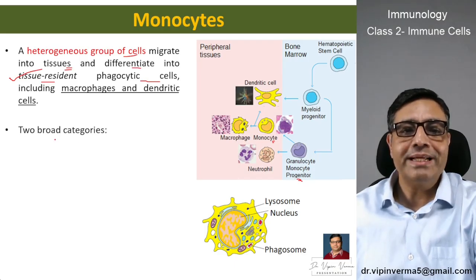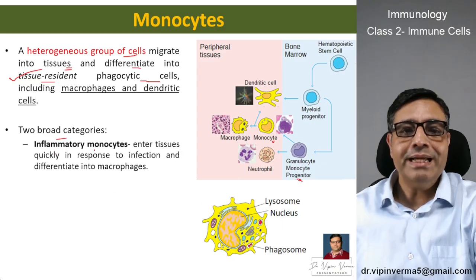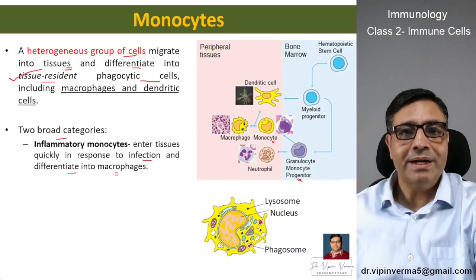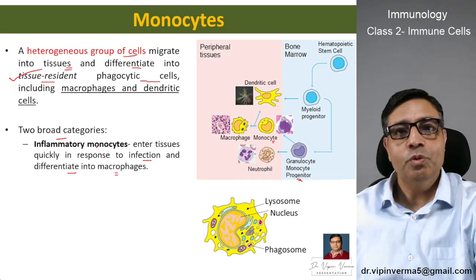There are two broad categories. One is the inflammatory monocytes, which enter tissues quickly in response to infection and differentiate into macrophages. For example, there is an infection in the tissue. So these monocytes get the message by chemotaxis. They immediately reach the site in the tissue, and then they differentiate into macrophages and start doing the battle and cleanup.